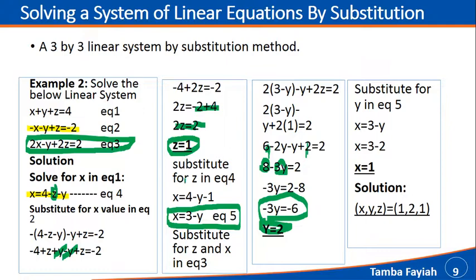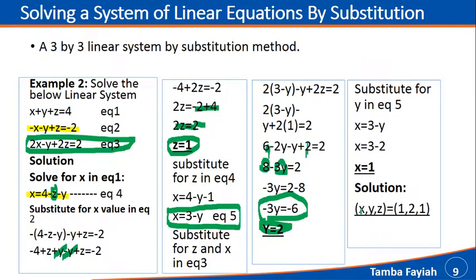To do that, I will simply use equation 5. So I will substitute for y in equation 5, and equation 5 is what? x is equal to 3 minus y. And then if I substitute in there, x is equal to 3 minus the value of y, which is 2, so 3 minus 2. So my x is equal to 1. So finally I have all my values.